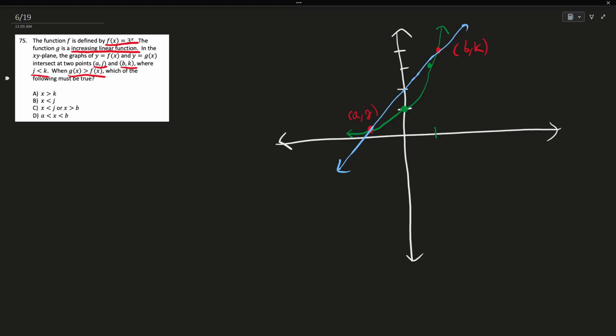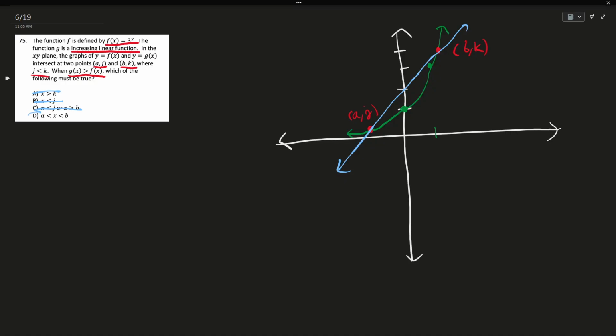So when g of x is greater than f of x, which is this portion here, which of the following must be true? So x is greater than b? Well, no, because after b, the exponential function becomes greater than the linear function. x is less than a, the same problem. The exponential function is greater than the linear function. So none of these are going to work. Now x is less than j? No, that automatically makes us wrong just because that's just not true.